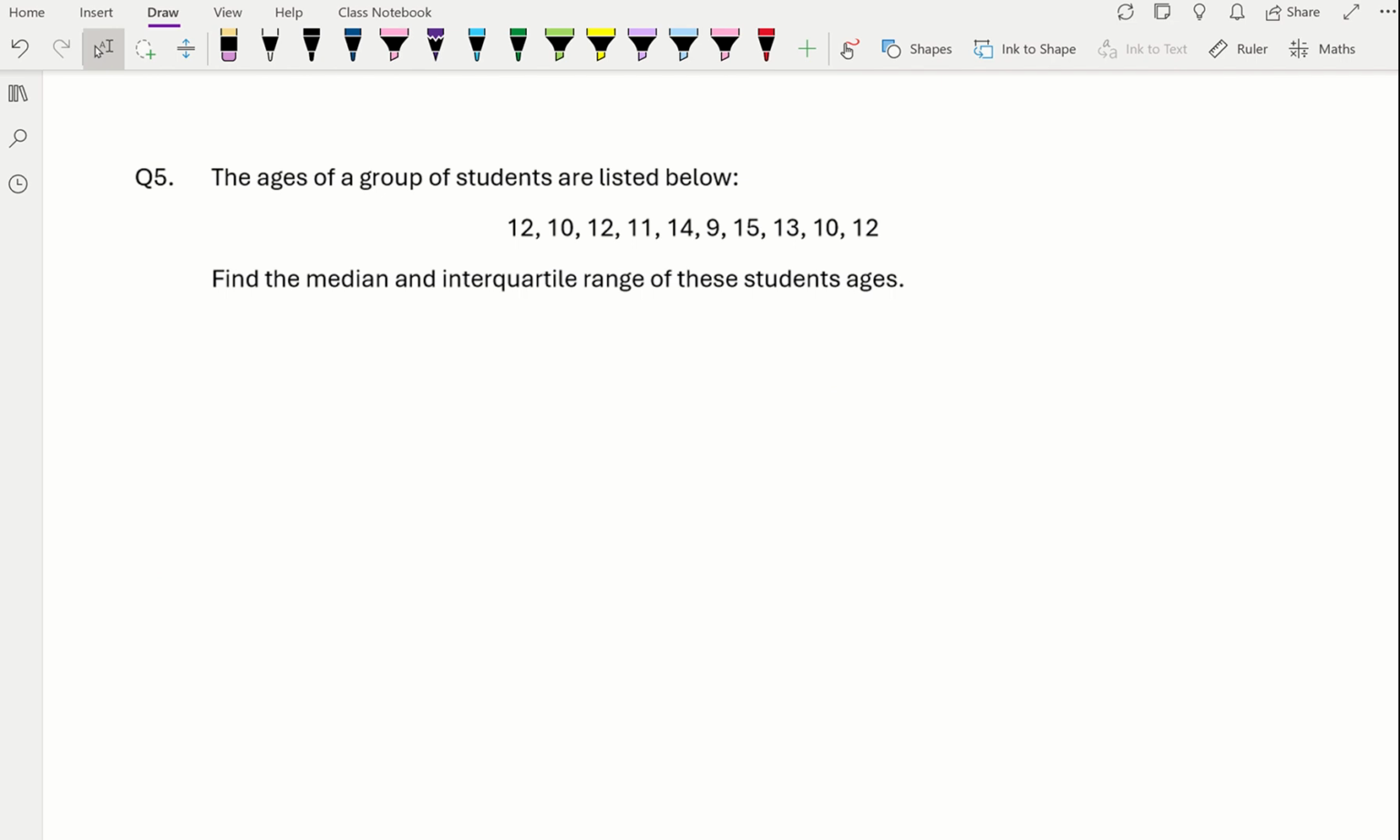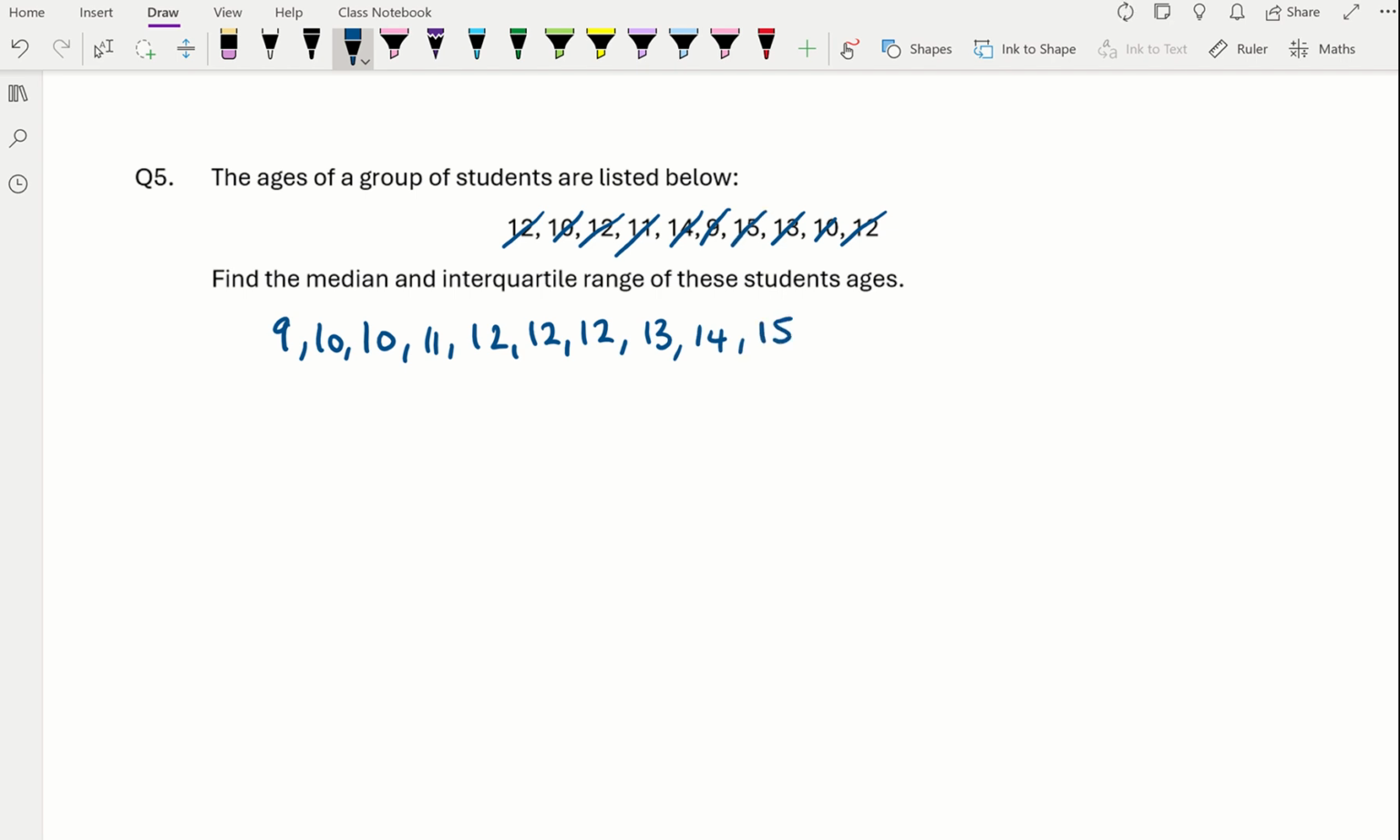Question 5 says the ages of a group of students are listed. Find the median and the interquartile range. The first thing you need to do is put them in order. So you have to put them in order first. So 9, I have 10 and 10. I have an 11. I have 3 12s. Make sure that you're crossing them out so that you don't miss one out or add something by mistake. 13, 14, and 15.